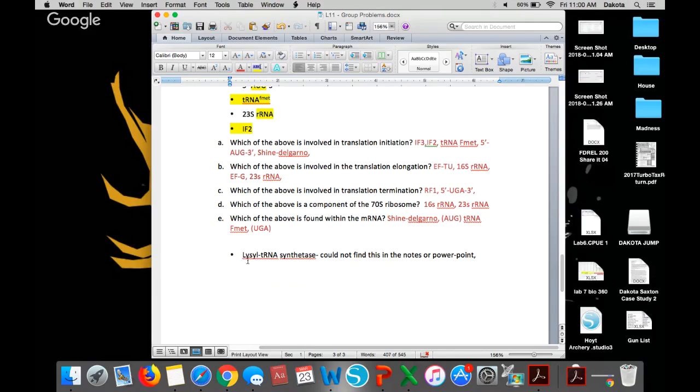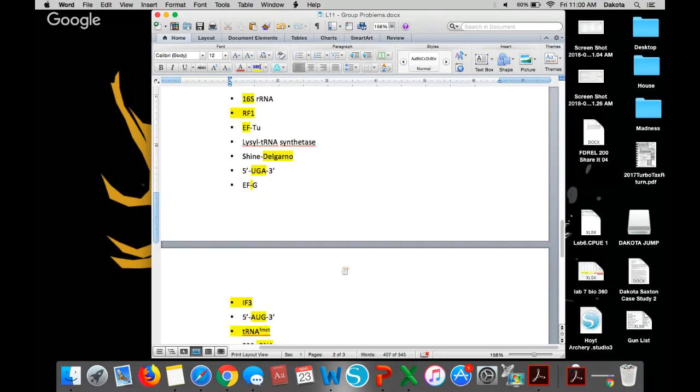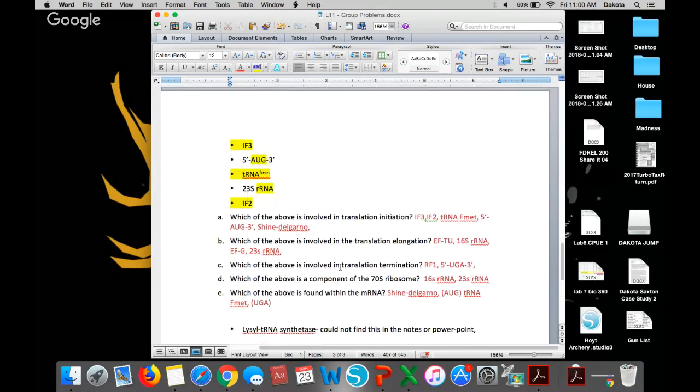We couldn't find this lysyl tRNA synthetase, so we didn't use it because we didn't know what it was. And that's kind of what we got for the week. Hopefully that helps you guys find some stuff out.